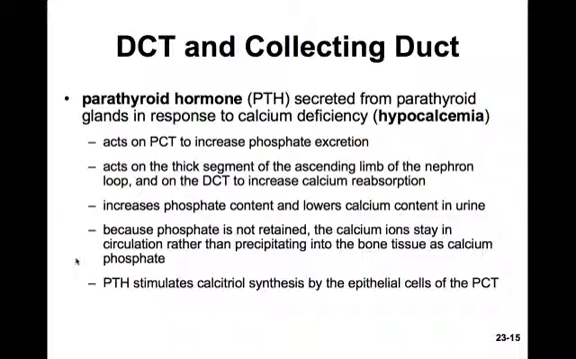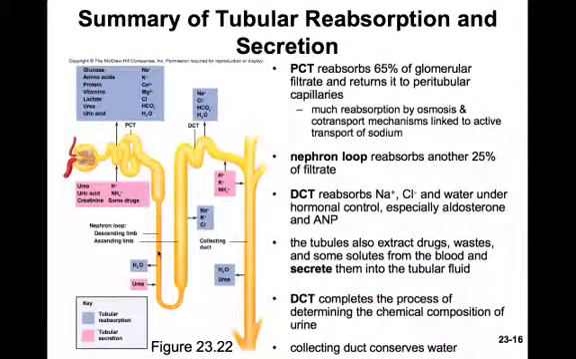Parathyroid hormone also stimulates calcitriol synthesis. And this calcitriol synthesis is occurring in the epithelial cells of the proximal convoluted tubule. So in short, parathyroid hormone again is acting to maintain blood calcium levels. So now let's summarize the events of tubular reabsorption and secretion, part 2 of urine formation.